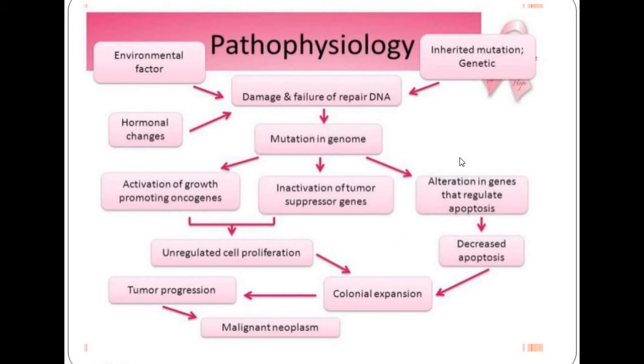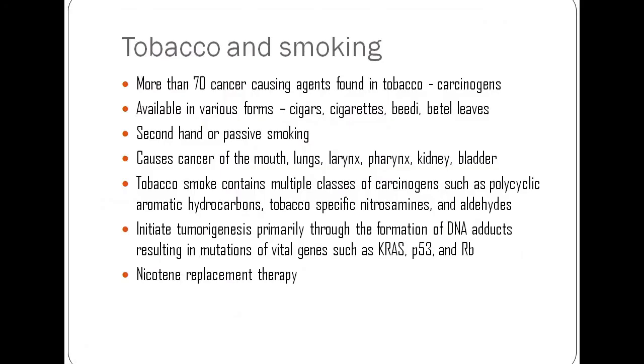Okay, so ultimately, a mutation in any of these three genes will result in uncontrolled cell proliferation, which will result in tumor progression, and finally in the formation of malignant neoplasms. Okay, so the first risk factor is tobacco or smoking, and there are different forms of tobacco available: cigar, cigarette, beedi, and betel leaves.